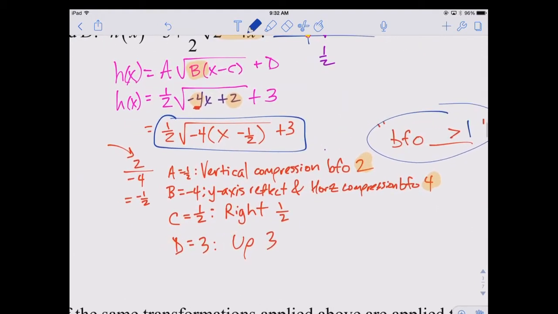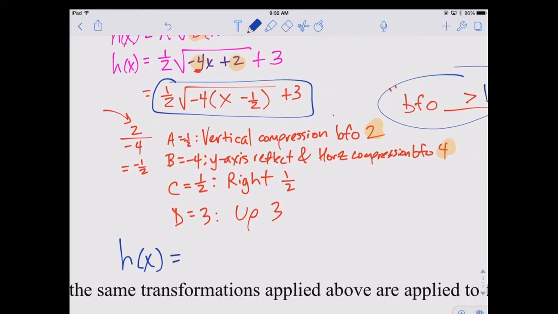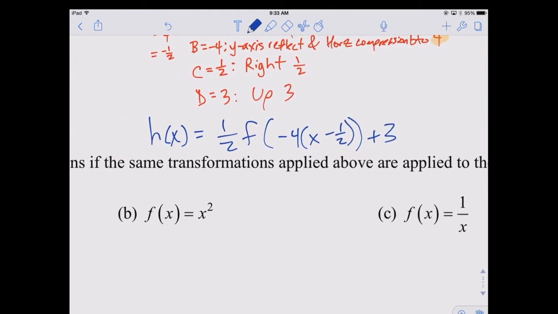So if we want to write that in general form for any function, which is what we're going to do down below, we can write that as h of x equals. The 1/2 is your a value, and then instead of the square root of x, I'm just going to call it f of. Then we got -4 times x minus 1/2, close, close, and then plus 3. So what I just wrote is essentially the transformations that we did up above for the function f of x equals the square root of x. But of course, transformations of any graph are going to be affected the same way by these types of things in the equation.